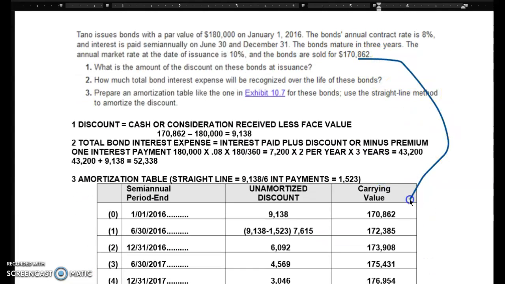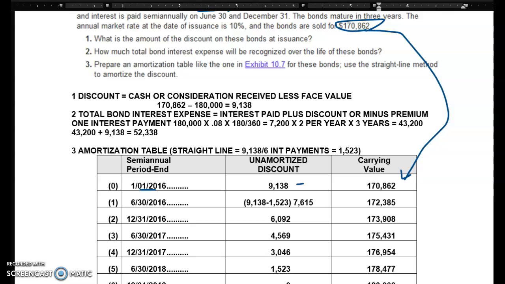So that number right there. And then again, the difference between 180 and 178.6 is the discount. And that's the date of issuance, 1/1. Now every 6 months they're going to be paying interest. We're asked to prepare an amortization table if they use the straight line method. Straight line method.